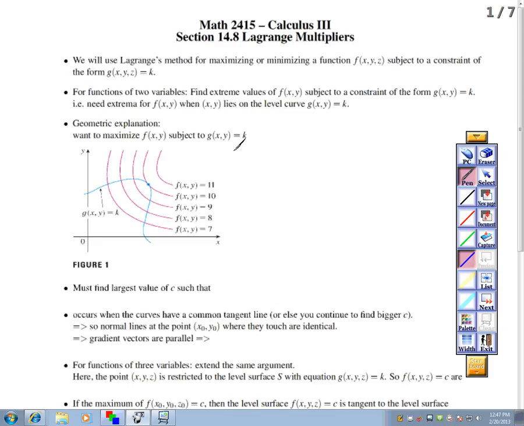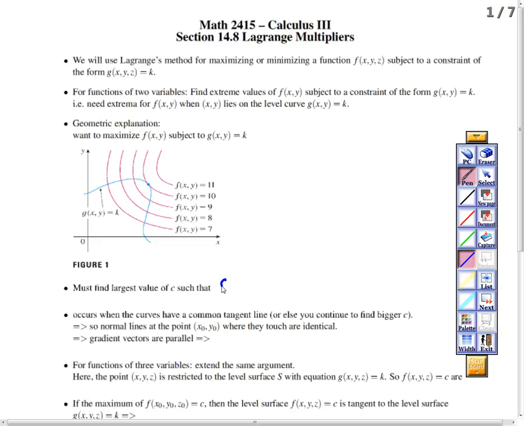So g is the boundary. So g is the constraint. So I want f to be as large as possible, but it's still within the g. Do we see that I must find the largest value of c such that f of x, y equals c intersects g of x, y equals k? So what is it in this case? 10. Right here, this one, 10. C is 10.